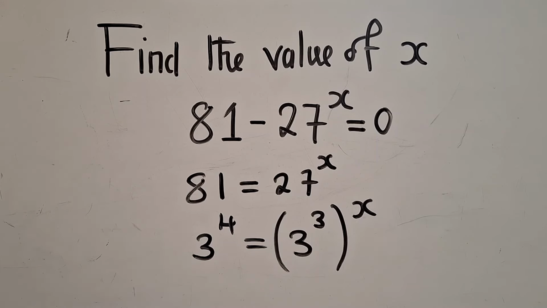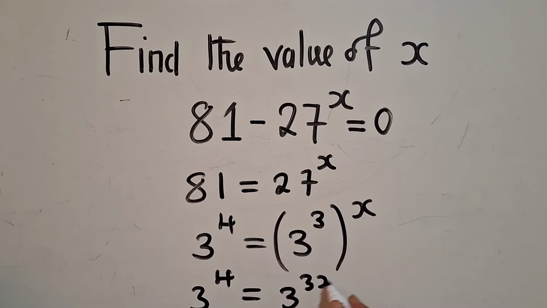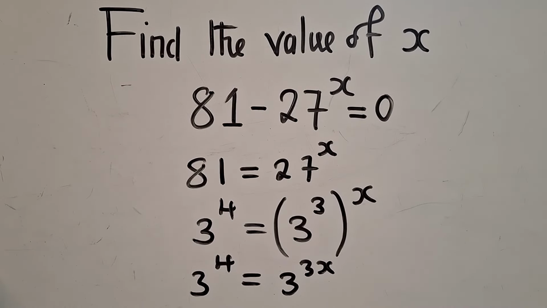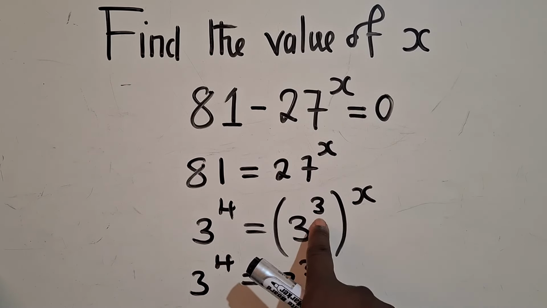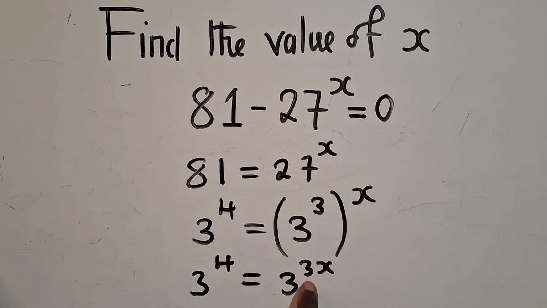So now, the moment we reach this step, we can say 3 power 4 is equal to 3 power 3x. I hope you understand that there is a law in mathematics where you multiply power to power. So this is power 3 times x, which will give us 3x, just like that.